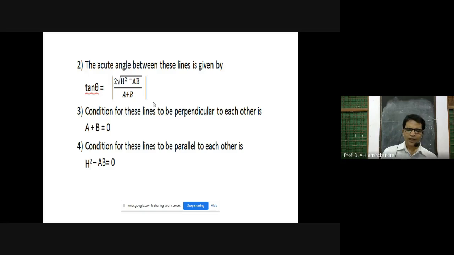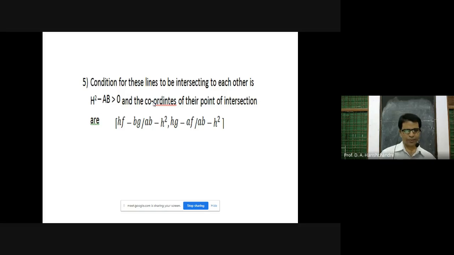Number three, the condition for these lines to be perpendicular to each other is a plus b is equal to 0. The lines in the general second degree equation are perpendicular whenever they satisfy the condition a plus b is equal to 0. Fourth remark, the condition for these lines to be parallel to each other is h square minus ab is equal to 0. Note that whatever conditions we have discussed for the lines included in the homogeneous second degree equation, they are the same for the lines included in the general second degree equation. You have to remember this.